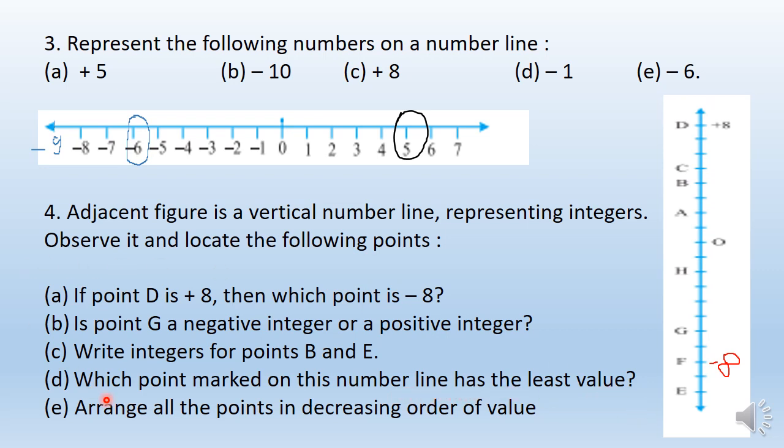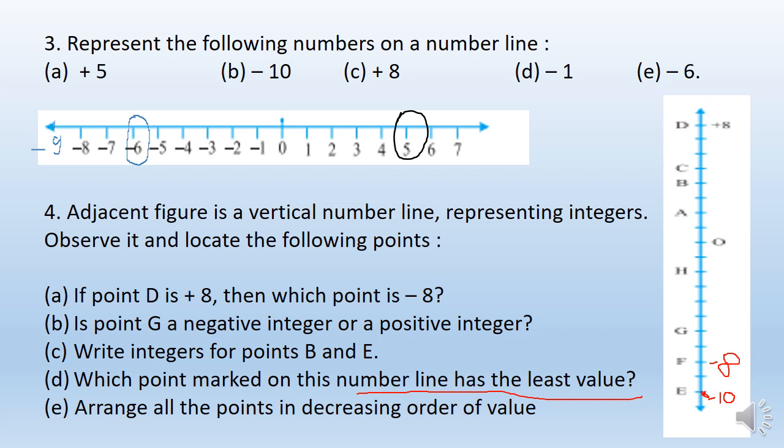D. Which point marked on this number line has the least value? As we know, a number with a negative sign is smaller, and the one with the biggest negative value is the least number. Okay, so here -10 has the least value. Here point E has the least value.